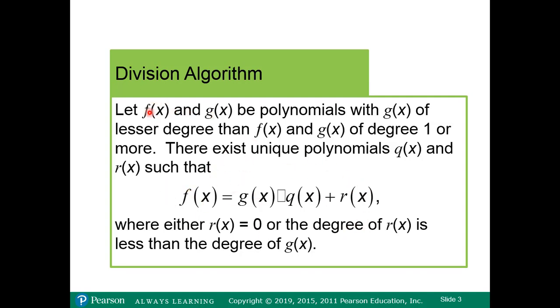So for any polynomial f of x, we can find a g of x that we can divide by, and there exists some quotient q of x and another polynomial r of x, a remainder function, such that we can rewrite f of x as a product of these two functions with a remainder, where the remainder is either 0 or some degree less than g. So this degree has to be less than this degree, and this degree has to be less than this degree, and of course this has to be at least 1 or more.